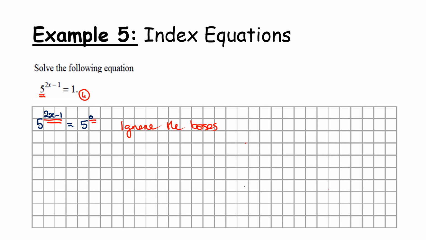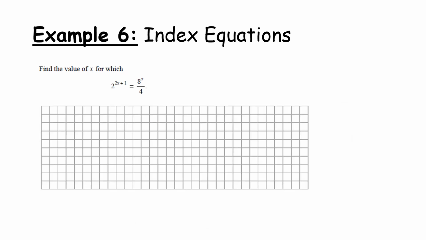So in this case, I say therefore 2x minus 1 equals 0. So 2x is equal to 1. I'm adding a 1 to both sides. Divide both sides by 2 and I get x equals a half. So our final equation here, find the value of x for which 2 to the power of 2x plus 1 is equal to 8 to the power of x over 4.